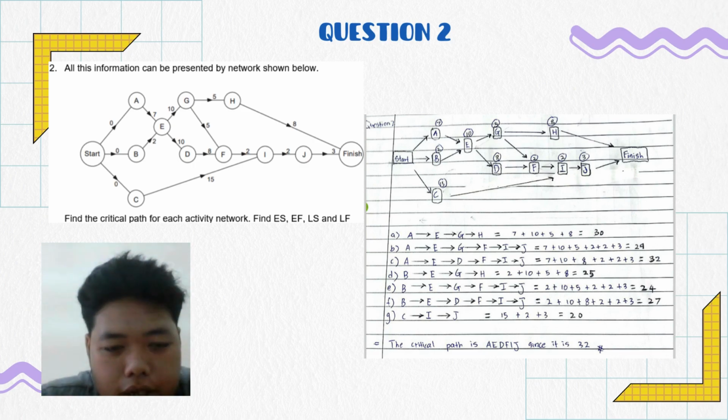So for all of these, we need to add up the numbers above A, B, C, D, E, F, G, H, I, J until we get the highest number. The path A, E, D, F, I, J has the highest number, which is the critical path, and it is 32. That's all from me.